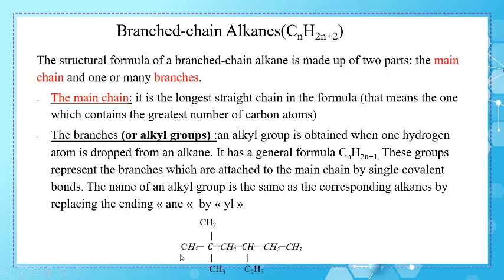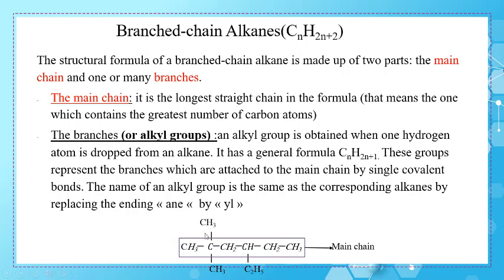Like this. Here, to determine the main chain, we said that the main chain is the chain that contains the greatest number of carbons. We have to count the carbon atoms which are placed successively. Like this. 1, 2, 3, 4, 5, 6. So the longest chain is the chain that contains 6 atoms. You can choose one of these longest chains.